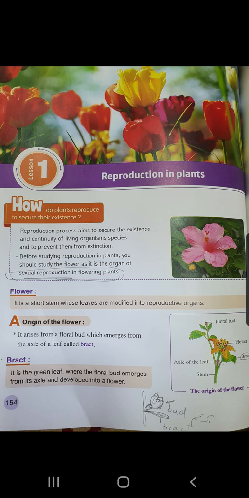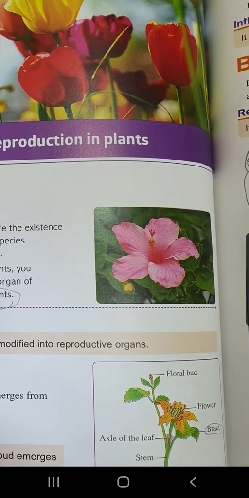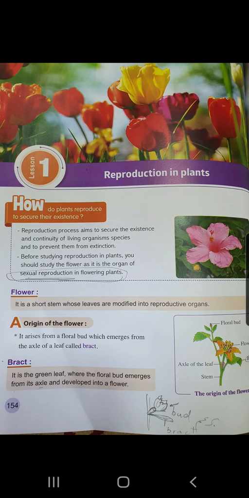What is the flower? We see a lot of flowers with very nice colors and a very nice smell. Yellow maybe, red or pink or white. A lot of flowers have different colors. They are very beautiful to see and smell. But you know, the flower is a very important organ in the plant. The flower is the sexual reproductive organ in the plant.